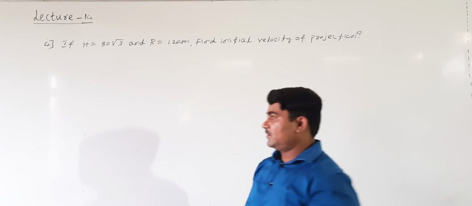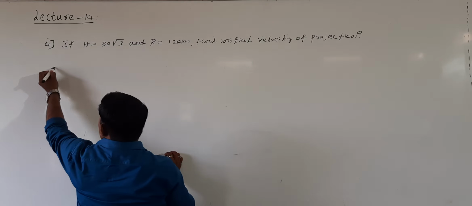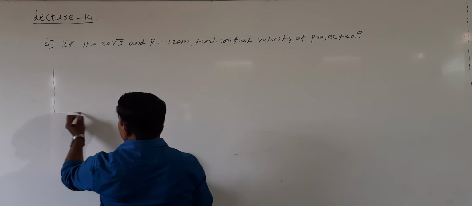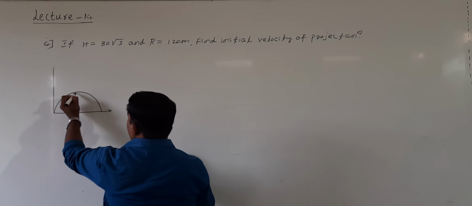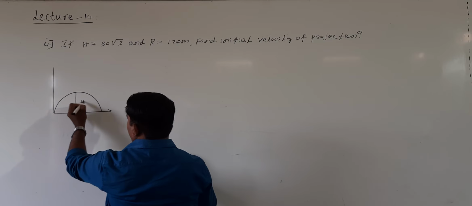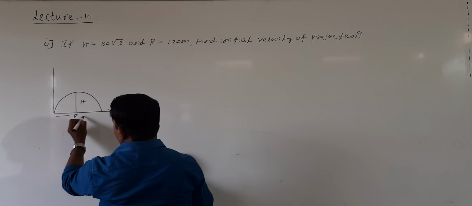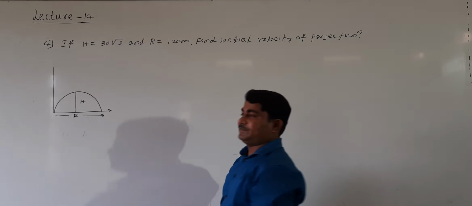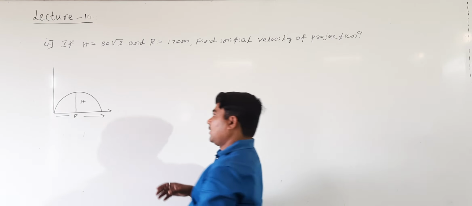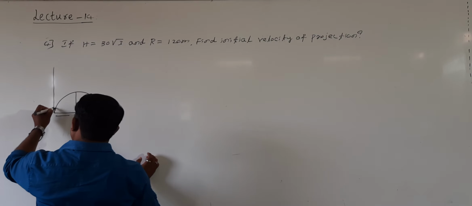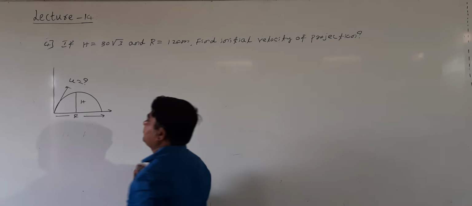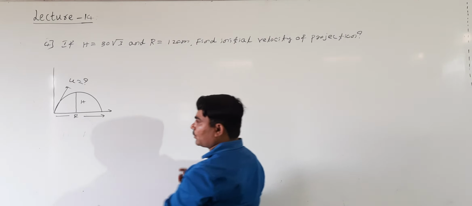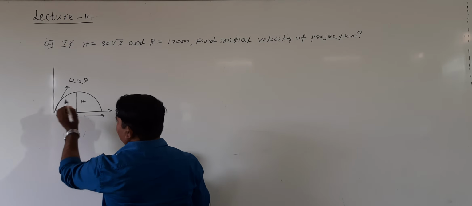Very simple. So here, what about this? It's the projectile, right? What is given? Maximum height is given. This is the height given. What about this? That is the range given, right? Both are given. This is the initial velocity of projection. We need to find it, right? And also I don't know the angle of projection.